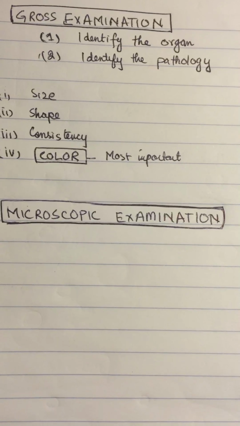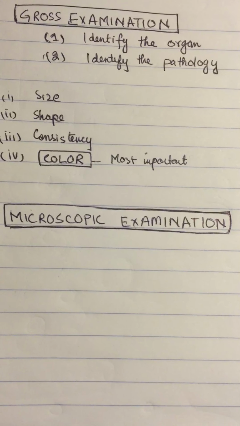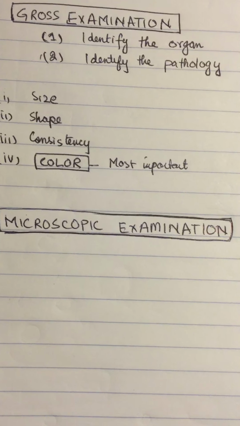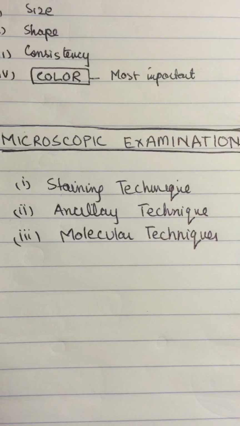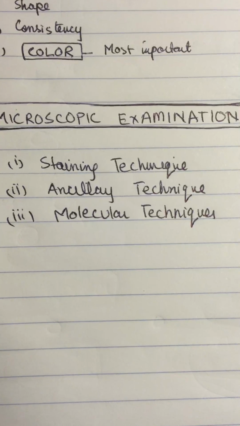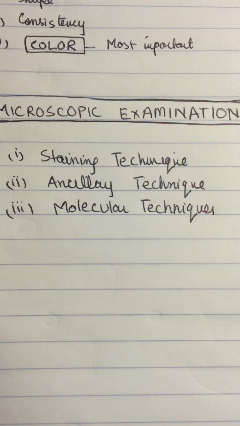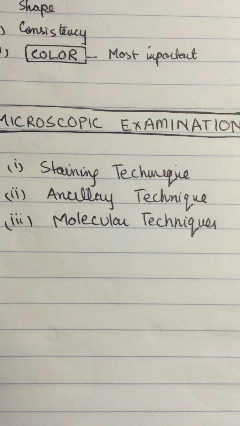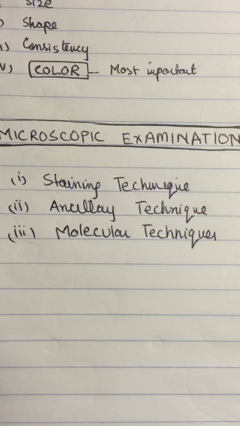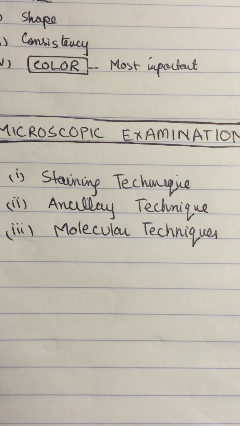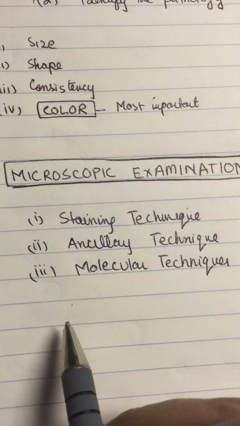Now we come to the microscopic examination. Pathologists use three techniques to identify an organ pathology. These are staining techniques, ancillary techniques, and molecular techniques. In staining techniques, they are going to stain a part of the organ and look at it under the microscope. And there are different types of stains that they use.